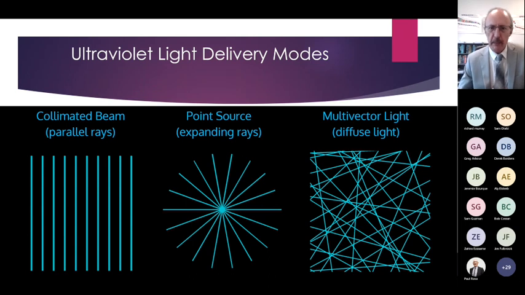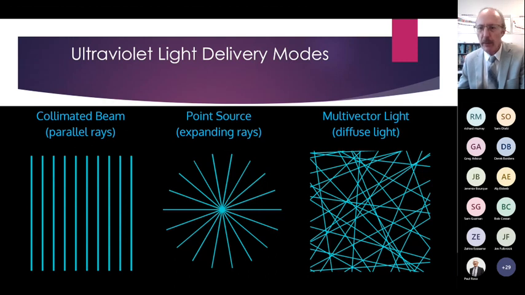Now, there are three types of ultraviolet light delivery modes. There is the collimated beam or parallel ray mode, which we have seen many times used in experiments to measure the UV dose of microbes. Collimated beams are parallel rays, similar to what you might see in a laser. Now, a point source, which is very well approximated by LED sources, and an LED acts very much like a point source, causes the rays to expand outwards spherically in all directions.